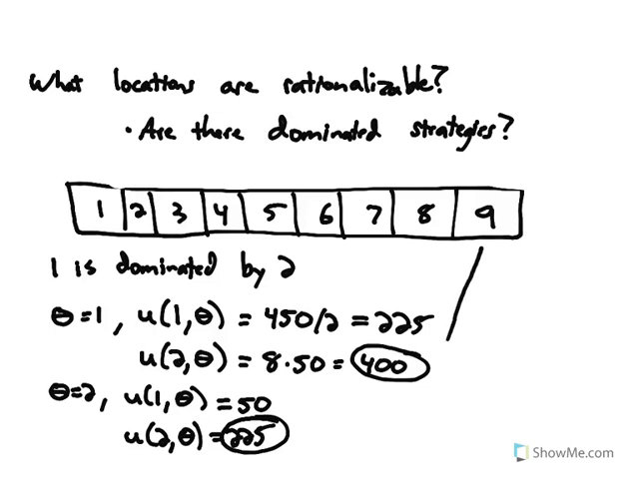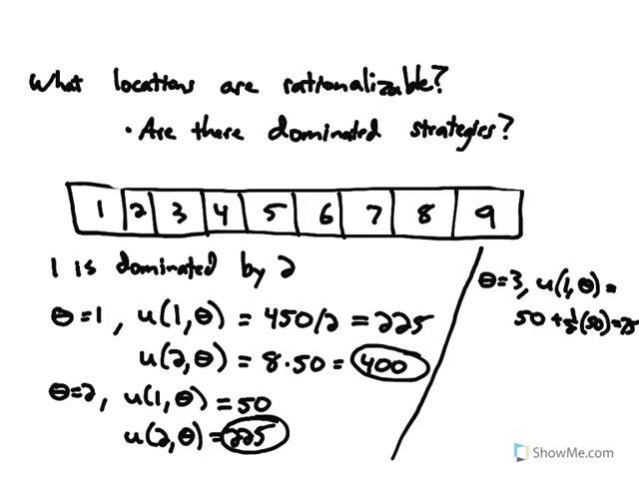Now we'll think about the belief that theta is equal to 3. If theta is equal to 3, the utility of choosing 1 when the other player locates at block 3 is equal to, well, you're going to get all of block 1, so you're going to get 50. You're going to get half of block 2 because you're equally close to block 2 as the person located at 3. So you're going to get half of block 2. So you're going to get 75.